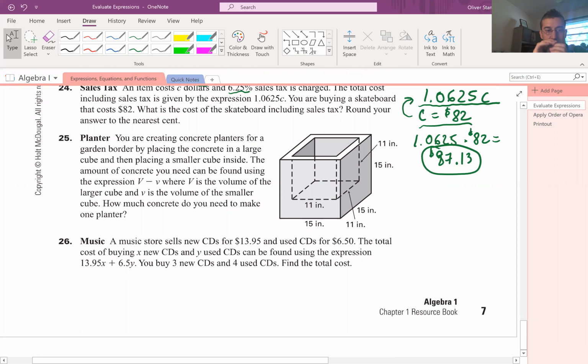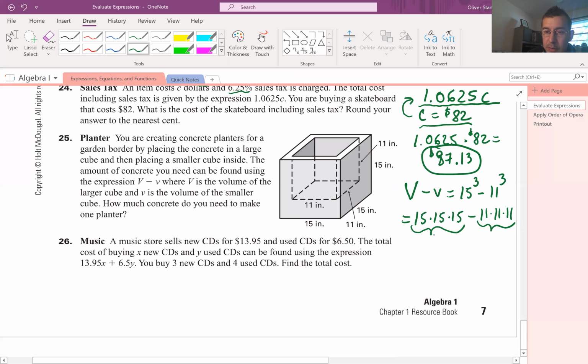All right, so the formula is V uppercase minus v lowercase. V uppercase is what, 15, right? 15 inches is the side of the larger cube, minus the volume of the smaller cube, which is 11 cubed, right? So this is basically 15 times 15 times 15, and then minus 11 times 11 times 11. So you do this multiplication first, and then you do minus this multiplication here.